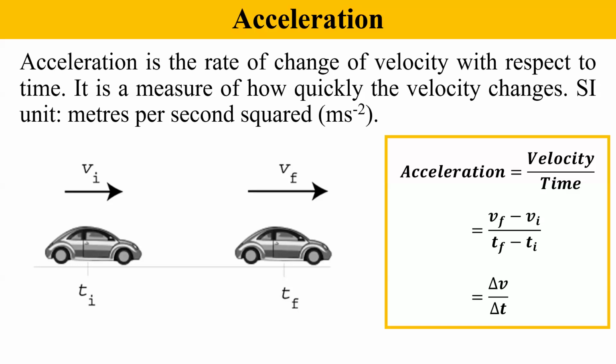And now we see that velocity was equal to what? Displacement divided by time. Now we're looking at acceleration, which is what? The velocity divided by time gives us acceleration. So it's the rate of change of velocity with respect to time that gives us acceleration. It is a measure of how quickly the velocity changes. And the SI unit, of course, as we said before, is meters per second squared.